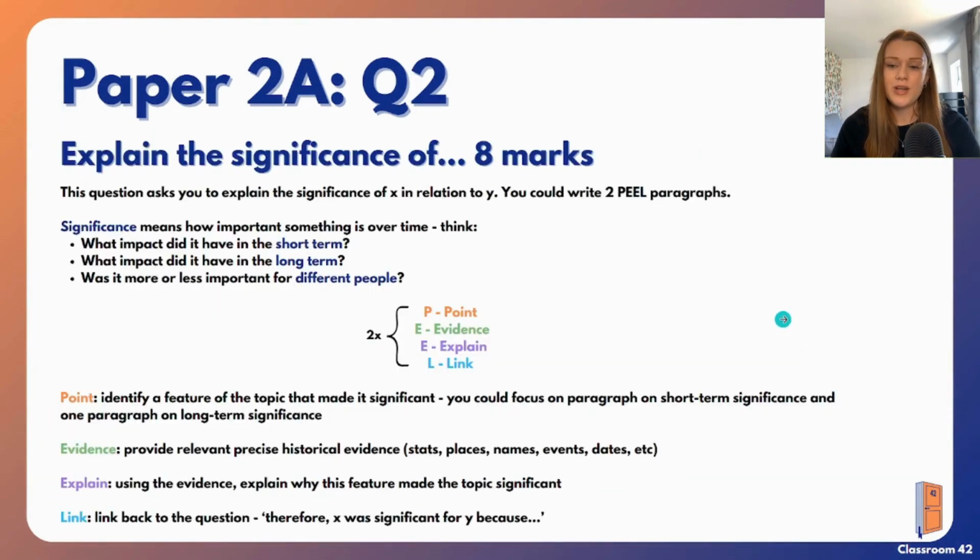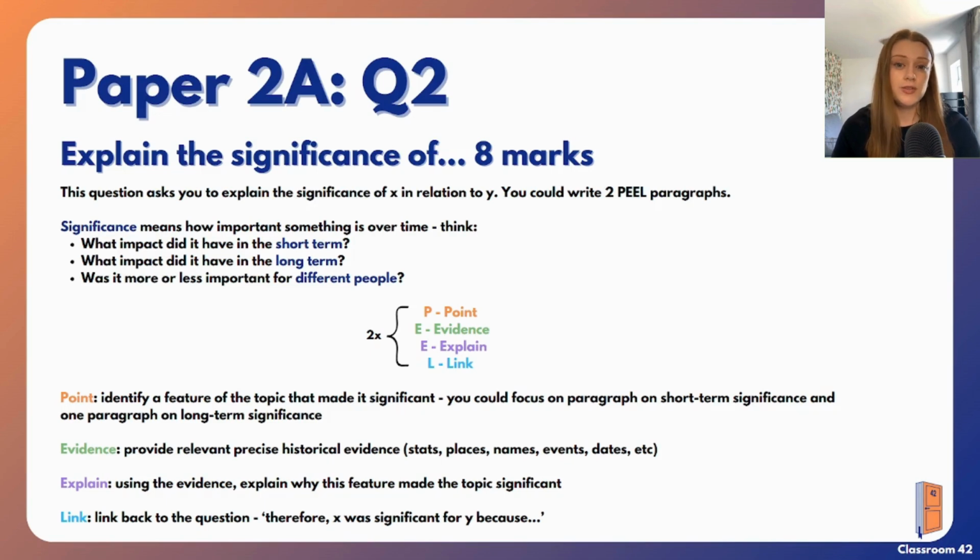Okay, so for question 2, this is another 8 marker, but this time we have to explain the significance. This question will ask you to explain the significance of X in relation to Y. Usually it will ask you to explain the significance of perhaps the work of somebody or a particular event or law in relation to, for example, the development of medicine, or things that are a bit broader within your topic. For this question, you could write 2 PEEL paragraphs.